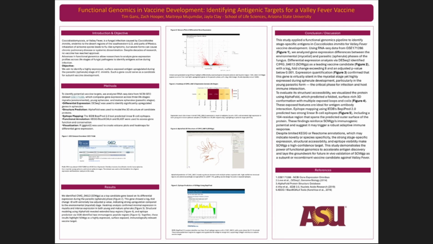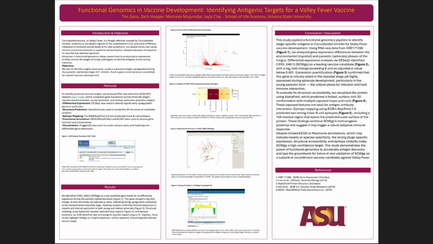The AlphaFold model of SOWgp revealed a folded, loop-rich structure, ideal for antigen antibody interactions. Additionally, epitope mapping using BepiPred predicted two strong linear B cell epitopes, including a 104 residue region spanning an exposed section of the protein surface. Interestingly, SOWgp had limited annotation in KEGG or Reactome databases, suggesting it might be species specific, which could reduce the risk of off target effects in humans.